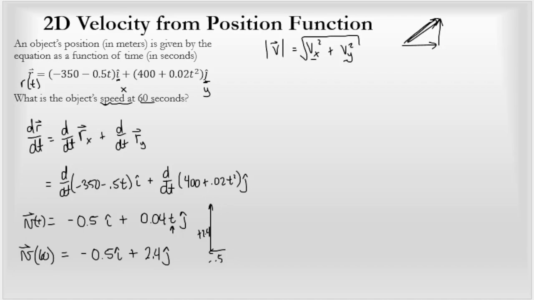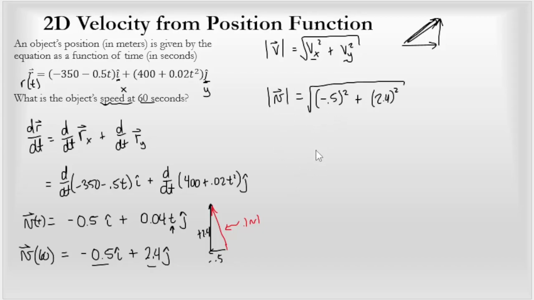So the resultant vector here, let me draw the resultant vector, it's going to look like this. Okay, and what they're asking for is what's the magnitude of that, right? So let's finish out this calculation. I have these two components. Now I can just plug them in up here. The x component is negative 0.5 quantity squared plus 2.4 quantity squared, square root it. And that will give me the speed of the object, okay?